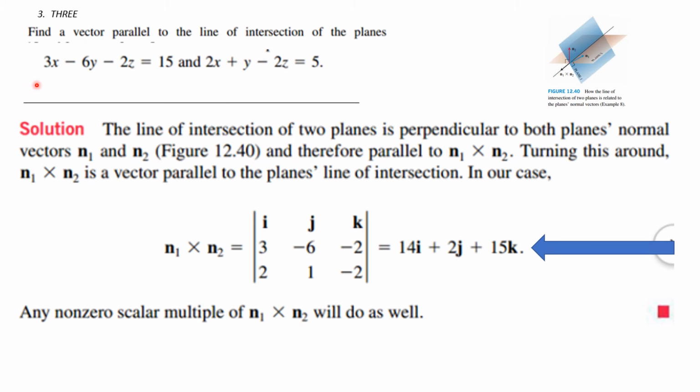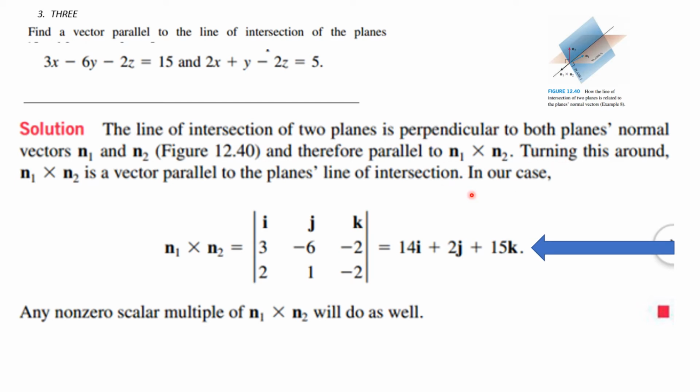Here we were to find a vector parallel to the line of intersection of these two planes. So the line of intersection of two planes is perpendicular to both planes' normal vectors, n1 and n2. And if you want to think about that for a while, here's a picture that can help you from your textbook. Therefore, it's going to be parallel to the cross product because the cross product is normal to both of those, so it's going to be parallel because it is perpendicular to the same line.